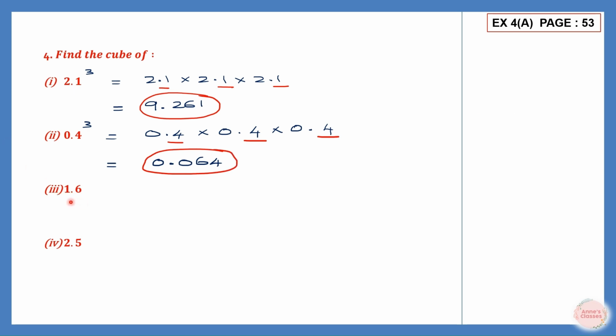Next one, we should find the cube of 1.6. So the cube of 1.6 will be 1.6 into 1.6 into 1.6. Now let's ignore the point and multiply. So that will be 16 into 16 into 16. So multiply the first two 16. 16 into 16, that we know is 256.